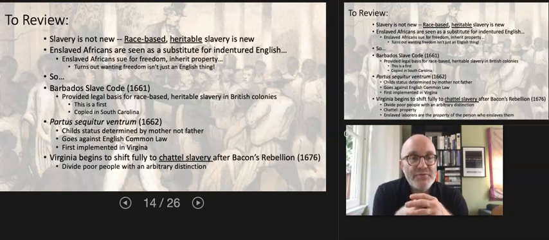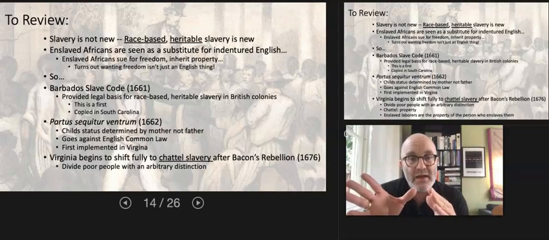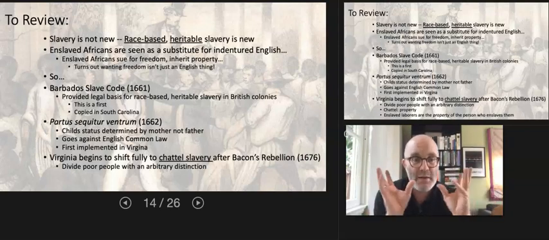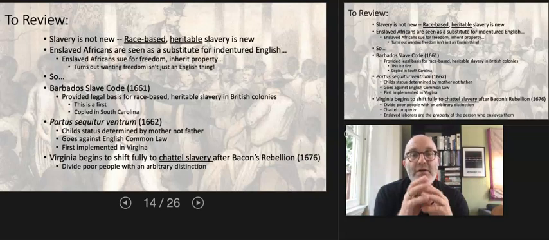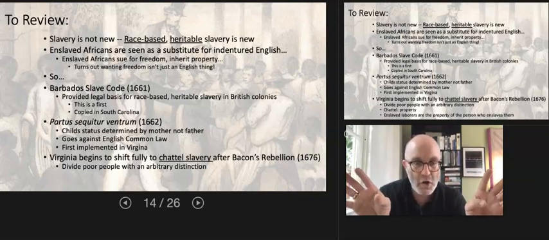Virginia begins to shift fully to a chattel slavery model after Bacon's Rebellion. Again, the idea here is that after Bacon's Rebellion you have poor white and poor black people together. There are too many of them. So they create slave-based laws and race-based slavery.